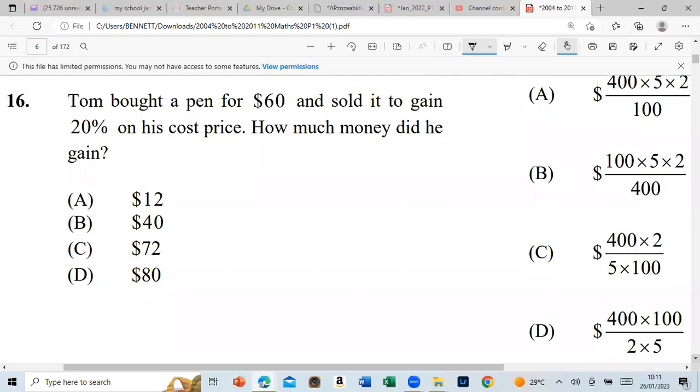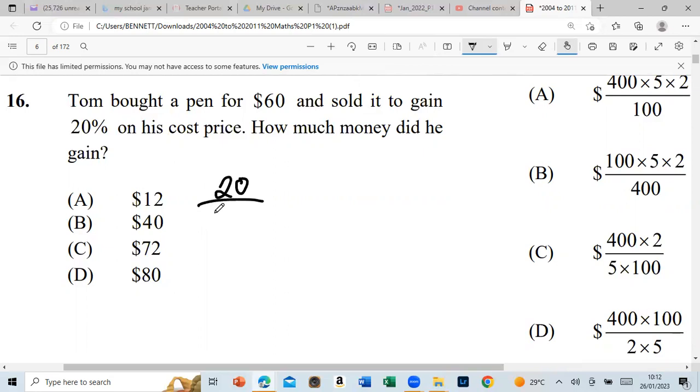Tom bought a pen for $60 and sold it to gain 20% on his cost price. How much money did he gain? So it can only be what? Alright, so Tom bought a pen for $60 and sold it to gain 20%. So all we have to do is just find 20% of 60.